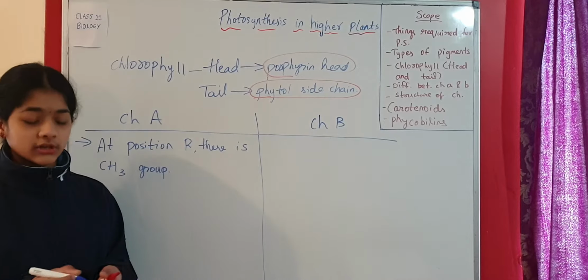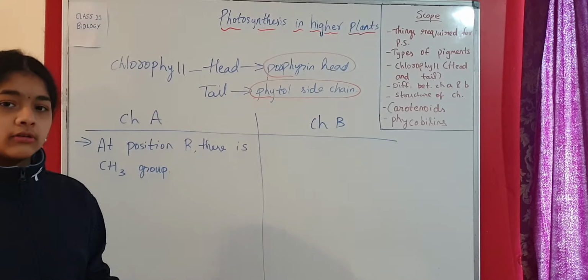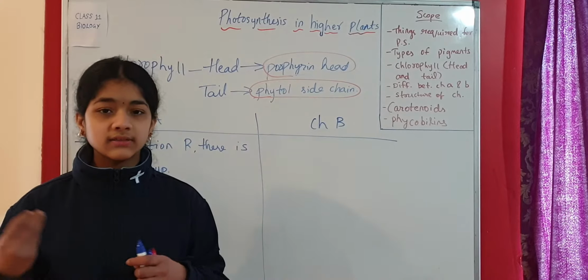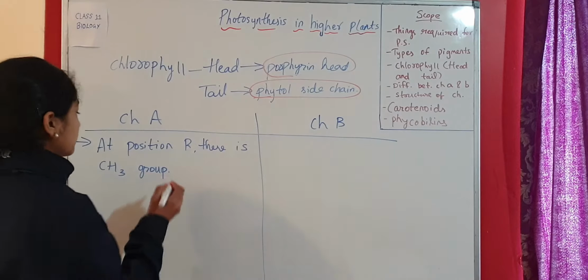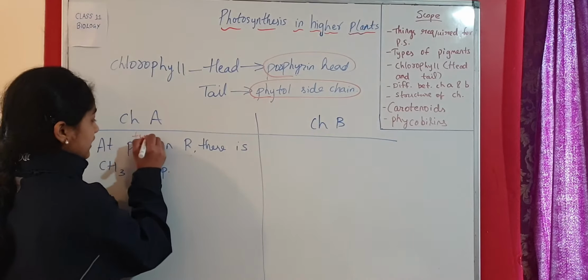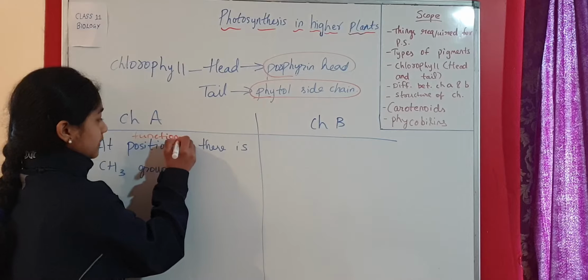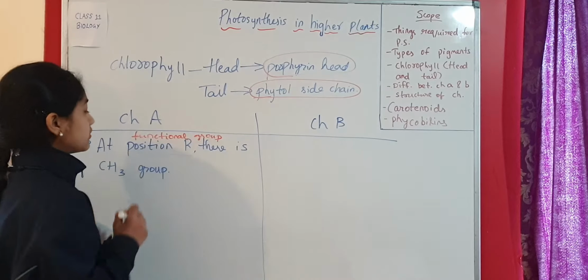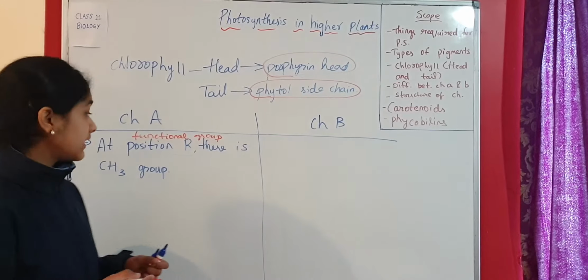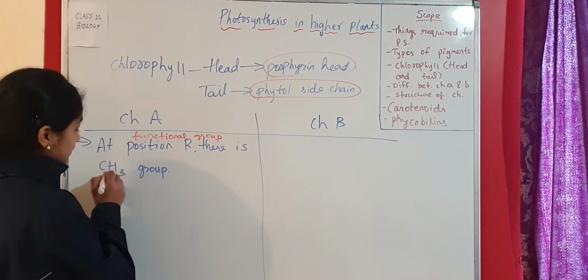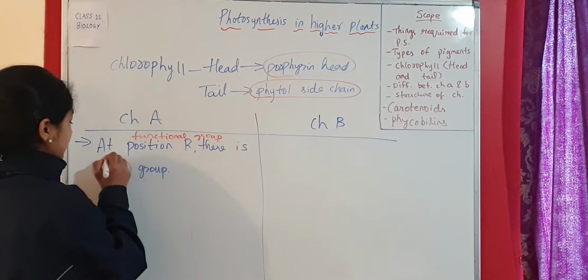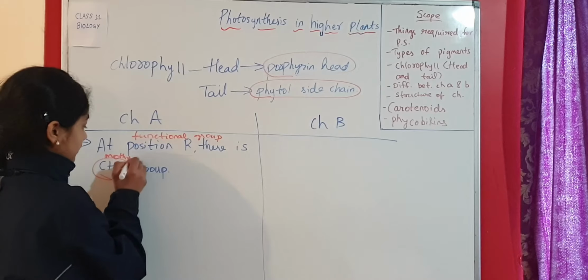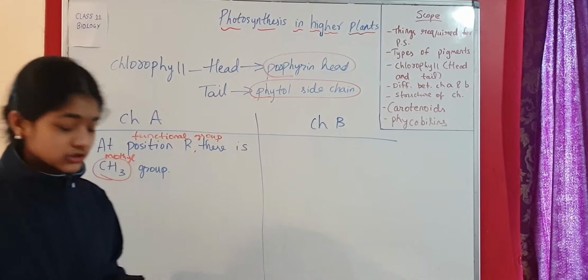Now, what is position R? If you have studied biomolecules, you would know that position R is something that varies. It's actually a functional group, something that varies from molecule to molecule. In case of chlorophyll A, the position R has the CH3 group, and CH3 is the methyl group.